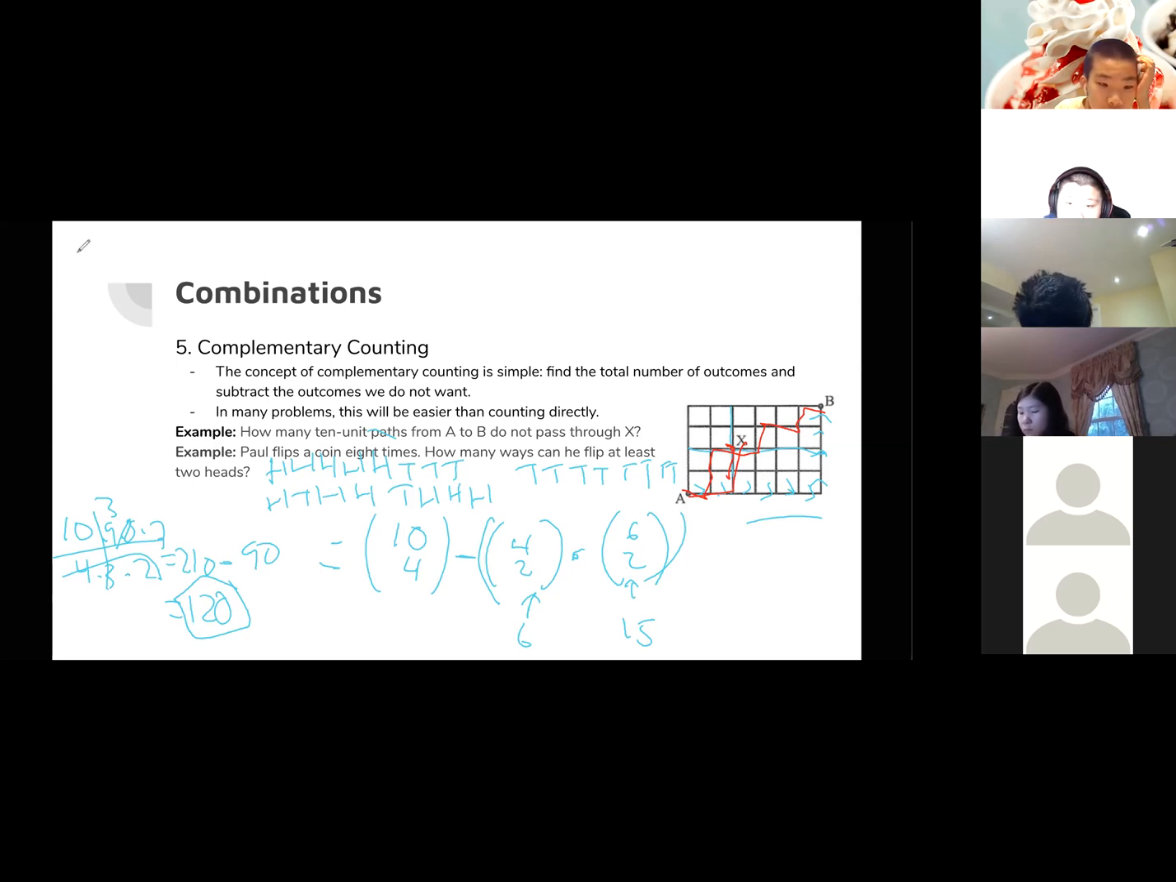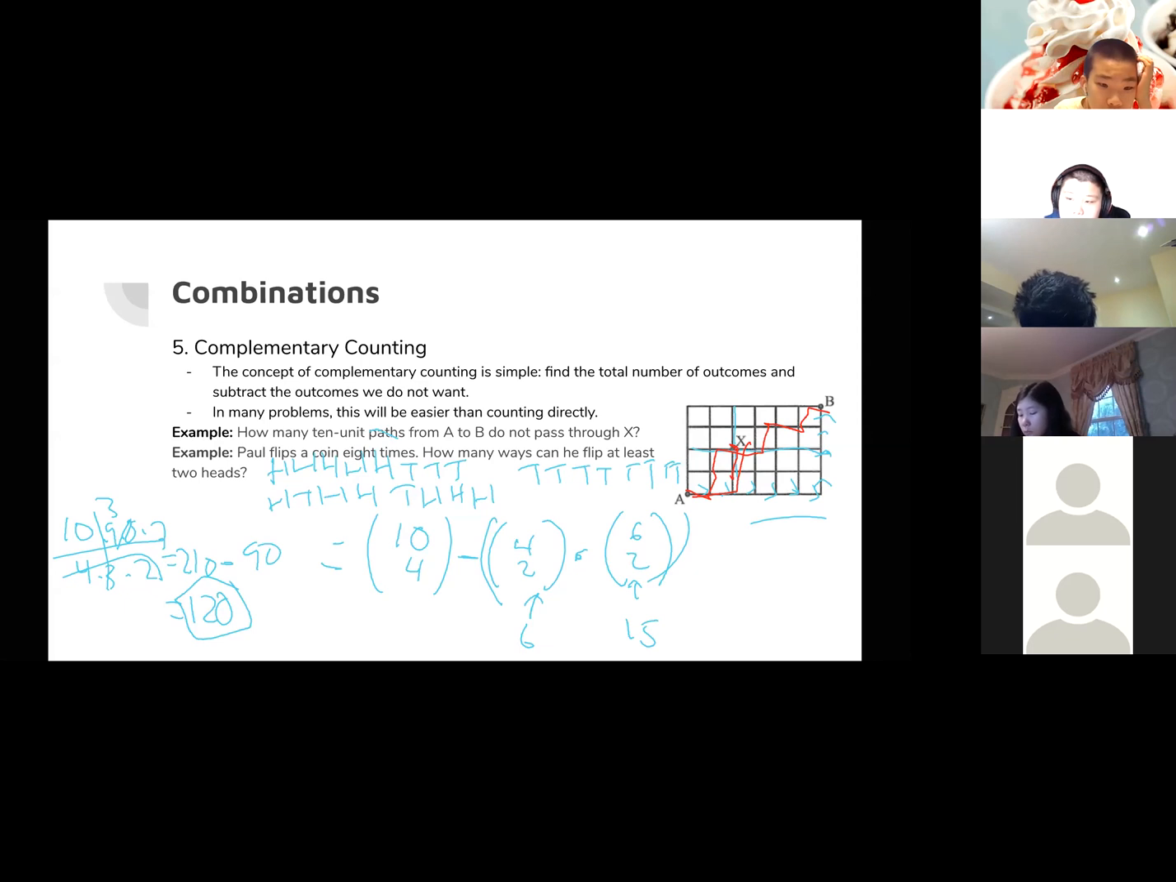So first, if Paul flips a coin 8 times, how many total possibilities does he have? The total in this case is just going to be 256. Does everyone see why? Because you have 2 options for the way a coin lands, and you have 8 of them, so 2 to the 8th power, or 2 times 2 times 2 times 2 times 2 times 2 times 2 times 2, which equals 256.